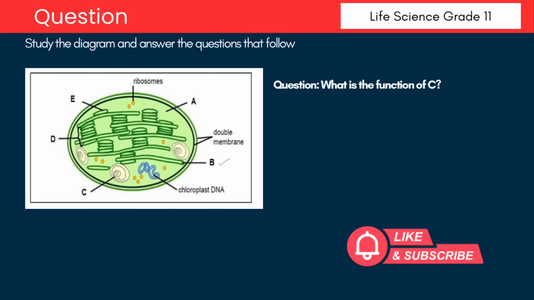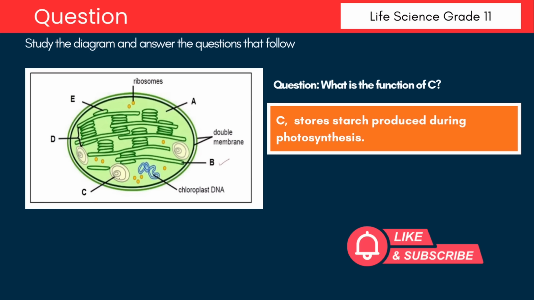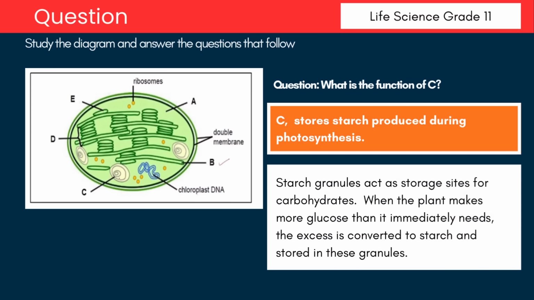Question: what is the function of C? C. Stores starch produced during photosynthesis. Starch granules act as storage sites for carbohydrates. When the plant makes more glucose than it immediately needs, the excess is converted to starch and stored in these granules.